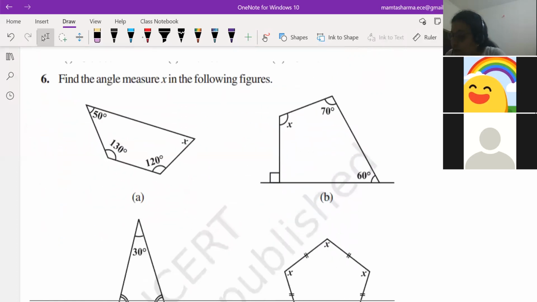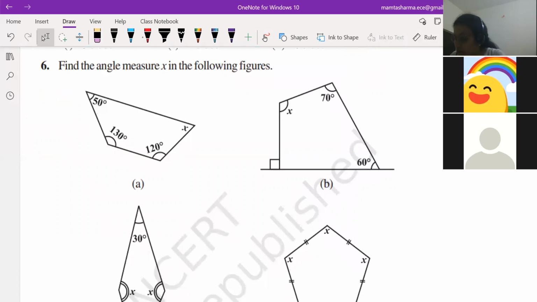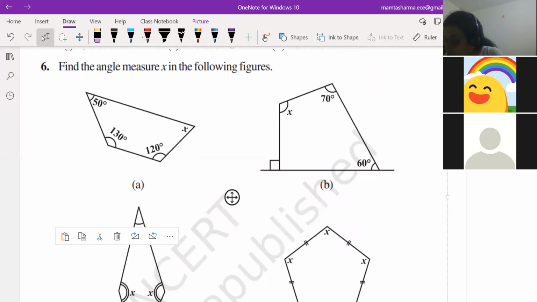Now find the measure of x in the following figure. Okay, now this question is important. This kind of question will come in your exam. Now we will take one by one. In figure A, find out the value of x by knowing the angle sum property. Apply the angle sum property and find out the value of x.